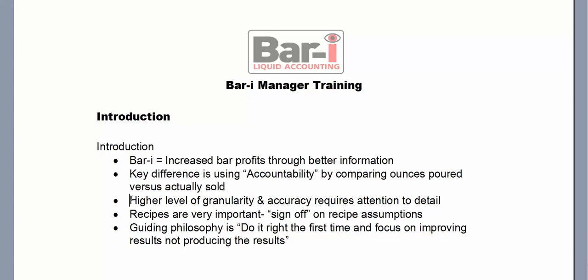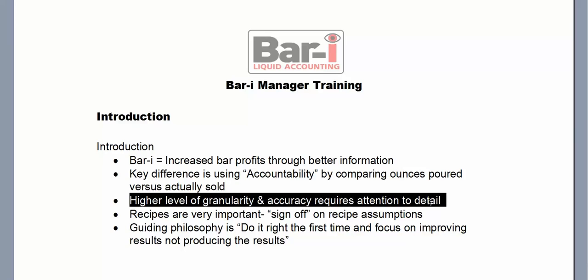Ultimately, we go to a higher level of detail. We precisely compare ounces rung and ounces poured. This extra detail and granularity will yield some profitability advantages because you'll have a much clearer idea of what's going on behind the bar. On the flip side, it also requires a higher level of attention to detail, because when there are errors, they will be glaring in our results.